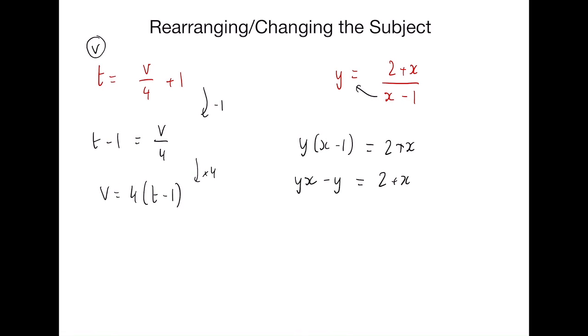Now here a lot of people often get stuck. We want to get the x's on one side, the numbers on the other side. So we're actually going to take away x and add the y to the other side, just like that. Now we can factorise and have x bracket y minus 1 equals 2 plus y. So x equals 2 plus y over y minus 1.